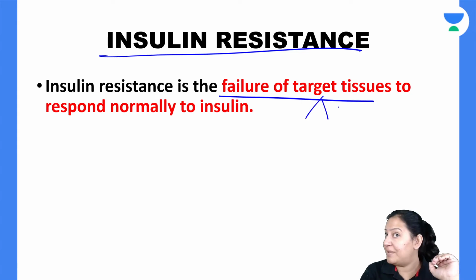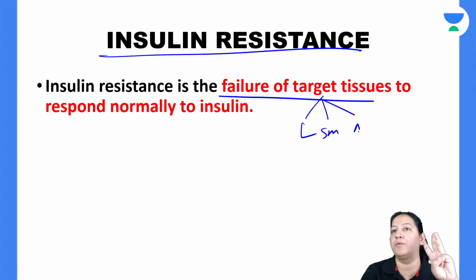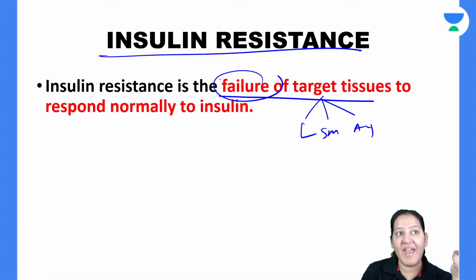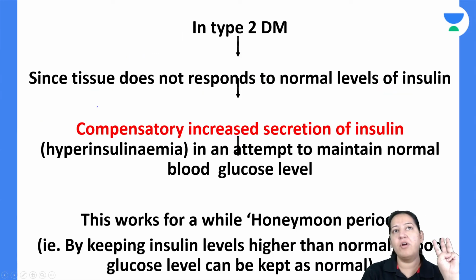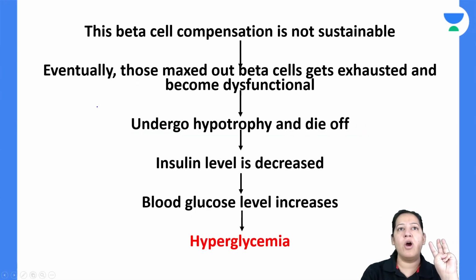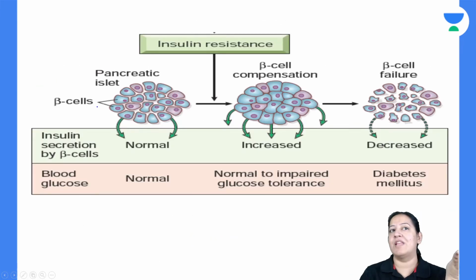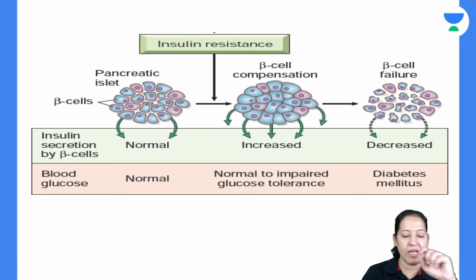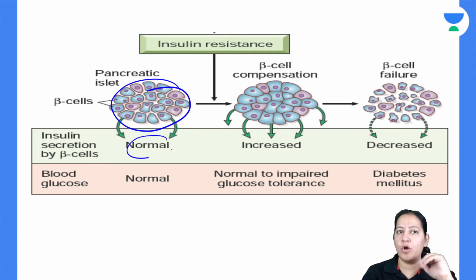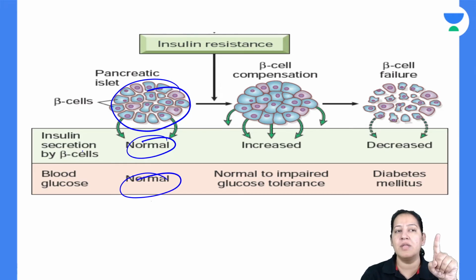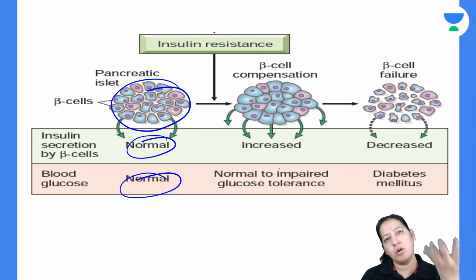By target organ, I mean three organs: liver, skeletal muscle, and adipose tissue. These three have failed to respond to the insulin. Have you got it? That is the problem, right? Say yes or no. And insulin is rather more in them. Initially in them, the beta cells are normal, so they secrete normal insulin, so blood glucose is normal in them. But later on, the insulin receptors become abnormal. So insulin receptors are not responding to insulin. So blood glucose level is rising.